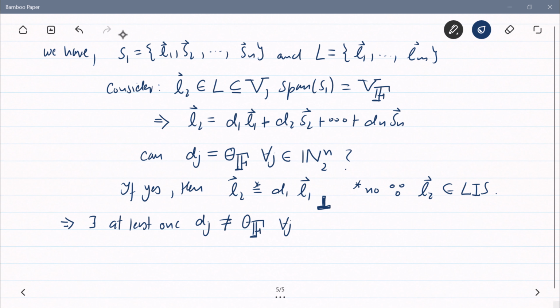For all j's in the same set, there is at least one. Again, without loss of generality, let d sub 2, because we want to separate this one, let d sub 2 be not equal to the 0 of the field. Then we can essentially divide by it and separate our S2, which will be done in the next slide, obviously.